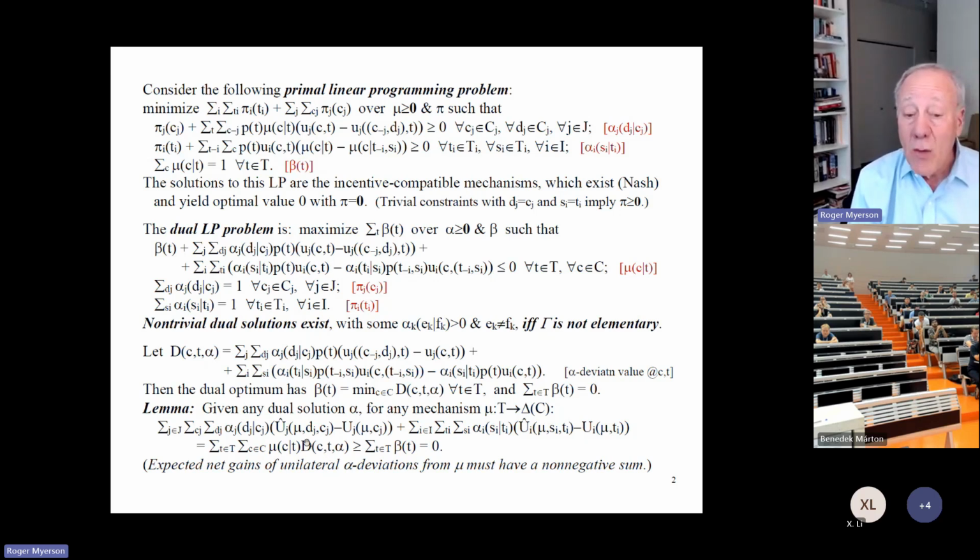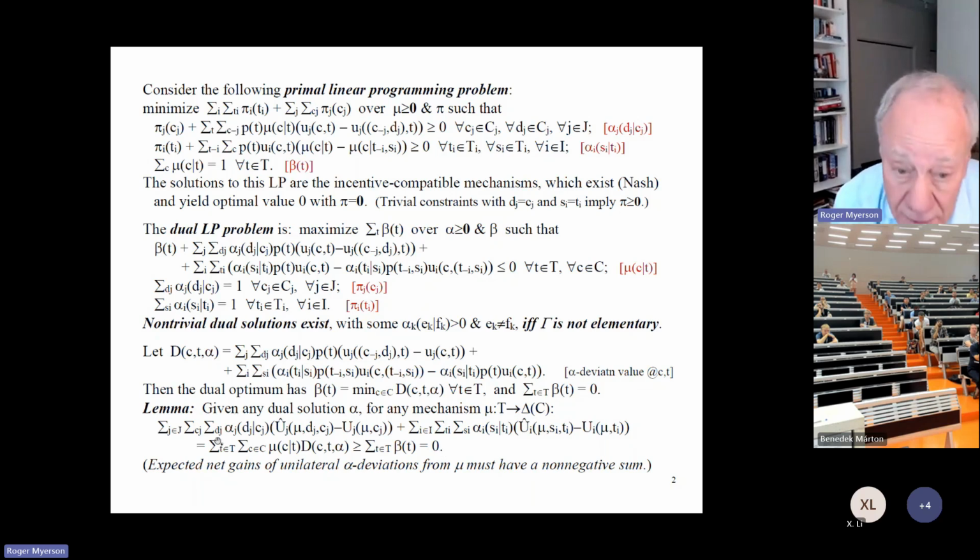Because we're taking, with your general mechanism, a weighted average of these Ds, but the betas are all the minimum. For any given T, you're taking the minimum. The betas are the minimum. So the weighted average, where mu is a mechanism, so the mu of C given T sum to 1 for every T. So we're taking a weighted average when we sum over C mu D. But the beta T is the smallest of those. But in an optimal solution to the dual, the beta T's sum to 0.